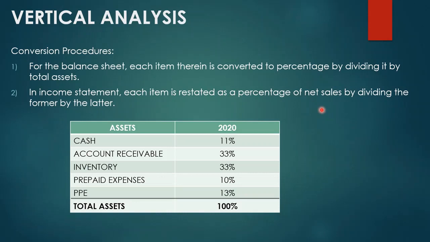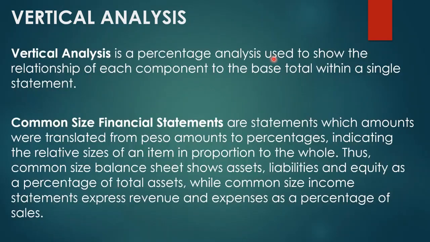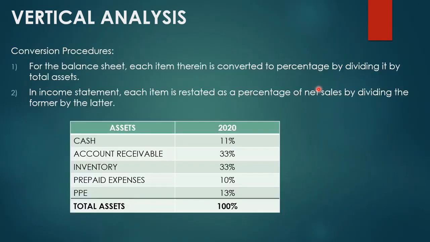So, we can see that it is a percentage analysis used to show the relationship of each component to the base total within a single statement. As you can see here, this is the base total, total assets. Now, if we compare total assets to its components, which are cash, AR, inventory, related expenses, and these are my earlier peso amounts which we converted into percentage amounts.